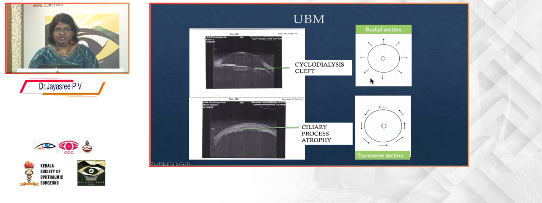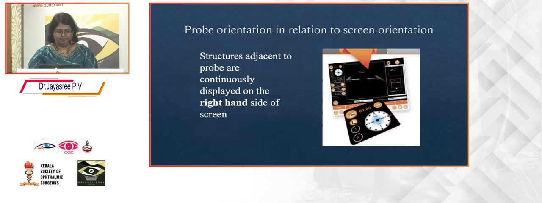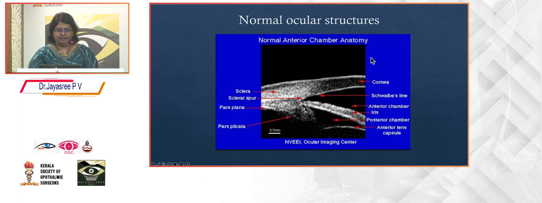Transverse imaging is done onto the limbus. When you keep the probe onto the limbus, the transverse image happens, and transverse image is usually to identify the ciliary process and beyond. So the probe orientation is the white mark will be on the right side.